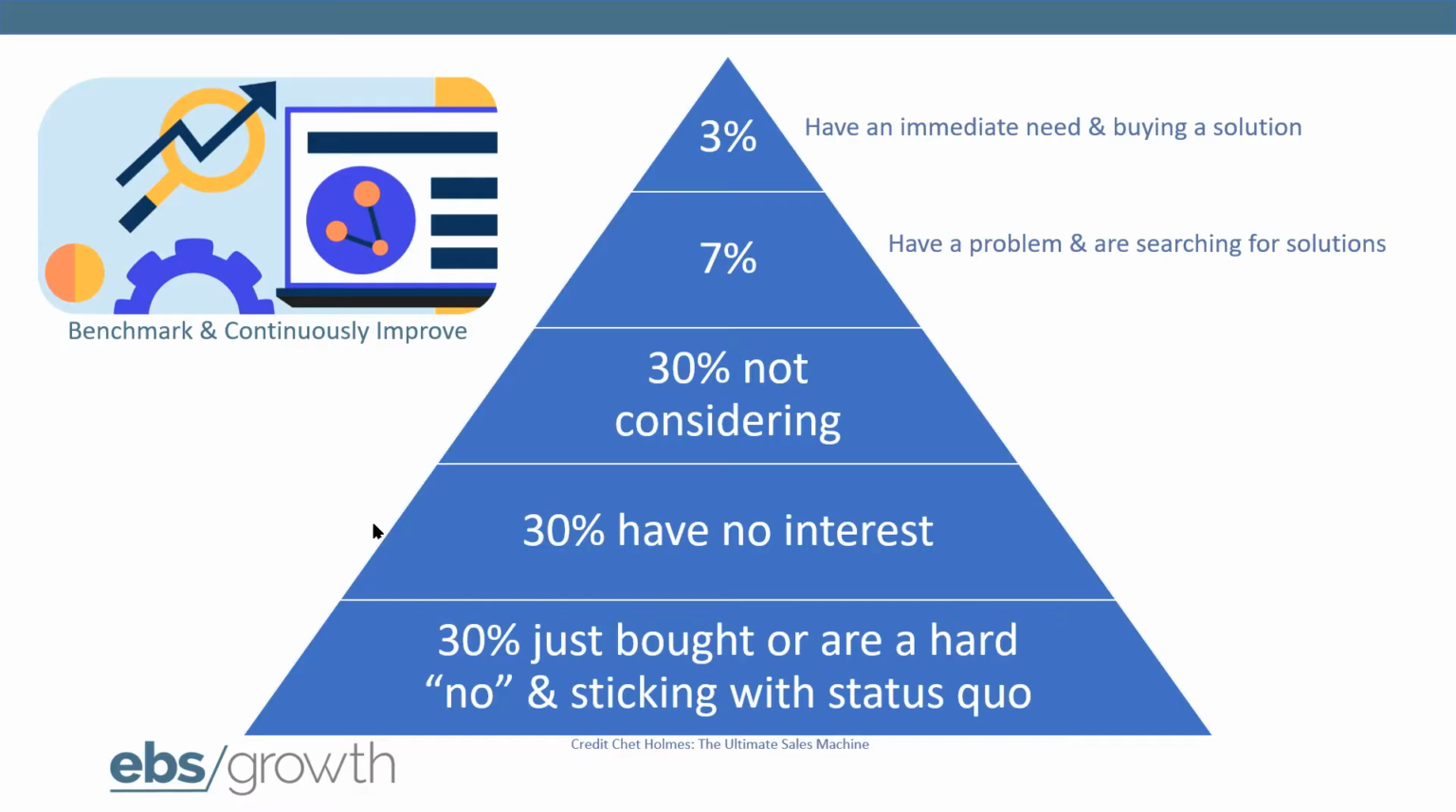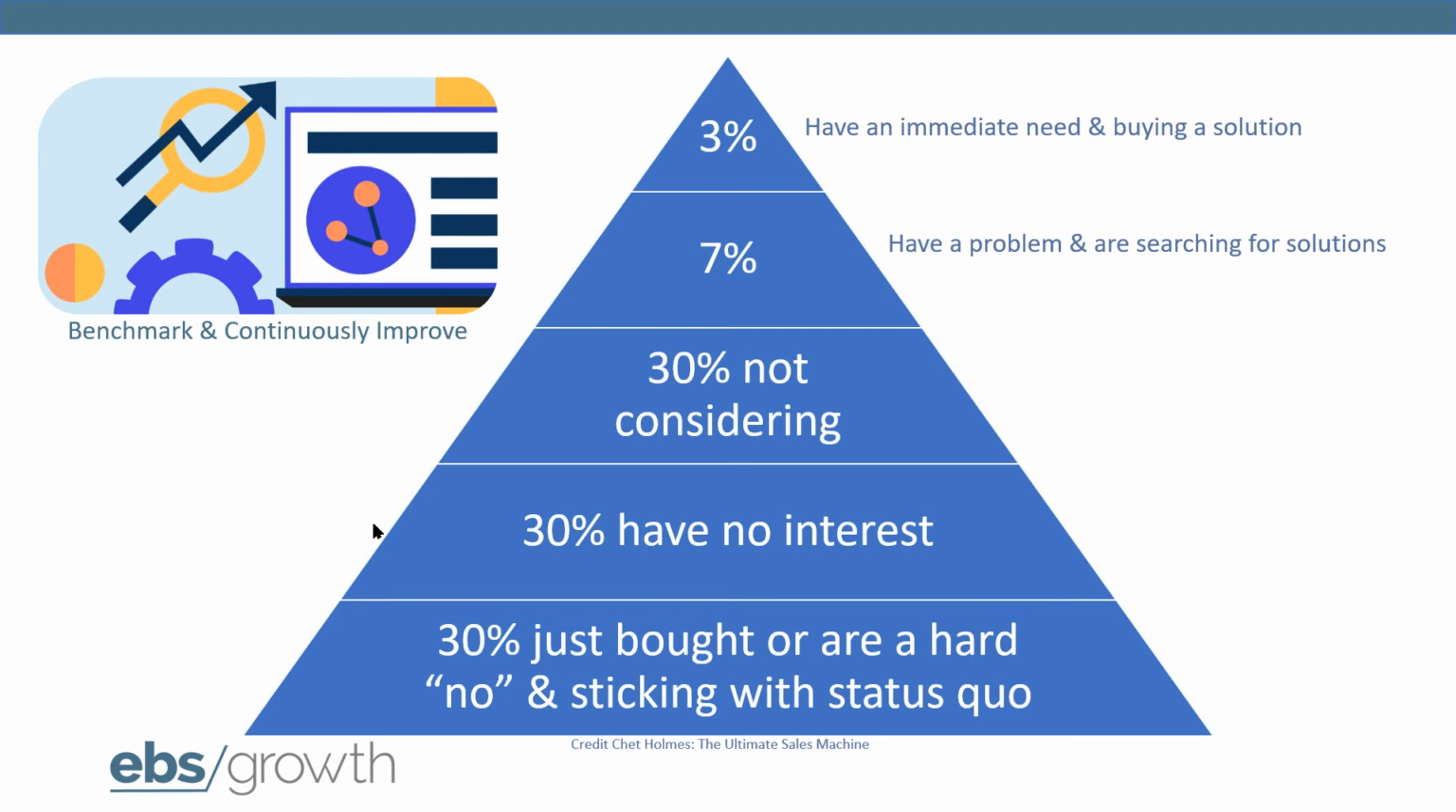And so to keep in mind, this comes from Chet Holmes' work, there's only 3% of the market that right now have an immediate need. And those are usually the most price sensitive, challenging to get top margins, and they're a difficult sales cycle, but they're going to be immediate. That's 3% of the market. 7% of the market right now is looking, considering maybe next quarter or a couple of quarters out. So they have a problem or are searching for some solutions.